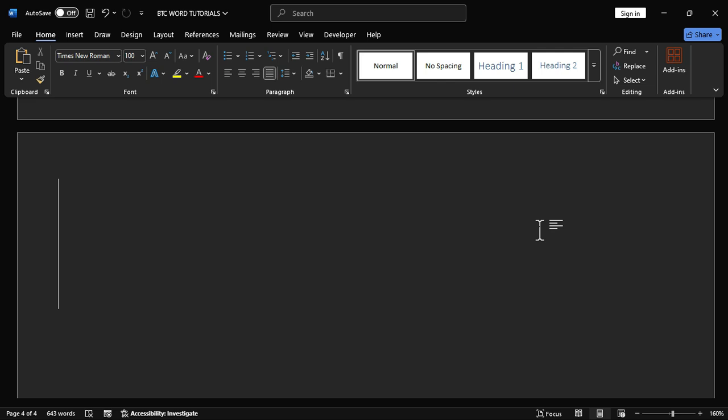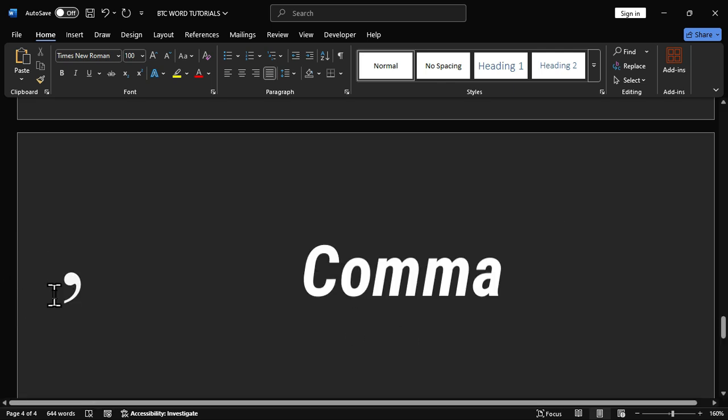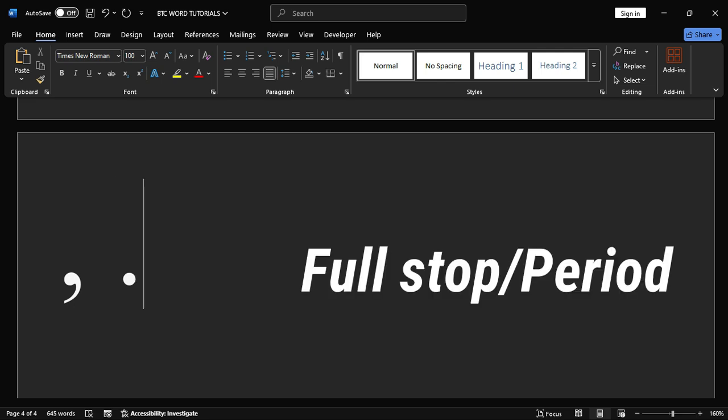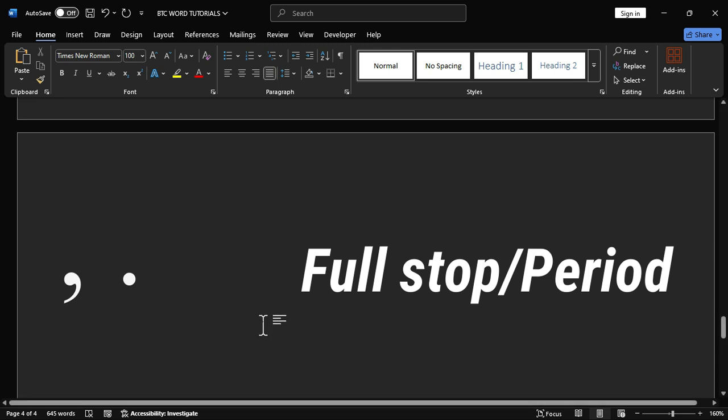So now, what are some of the keys that we can have which do not need the help of the shift key? The first key I'm going to talk about is the comma. This is the symbol of the comma, and this is an example of a punctuation mark. When you are creating a sentence or a phrase, you need this particular symbol for your construction. The next one is the full stop or the period symbol. So this is the full stop or the period symbol.